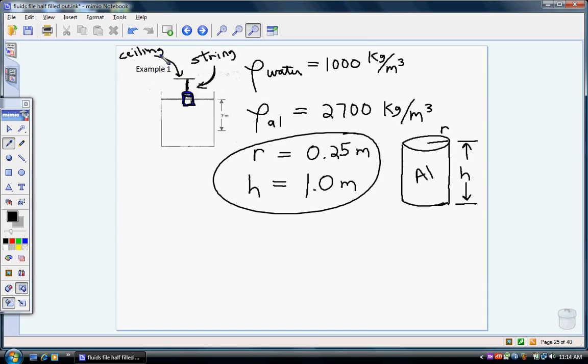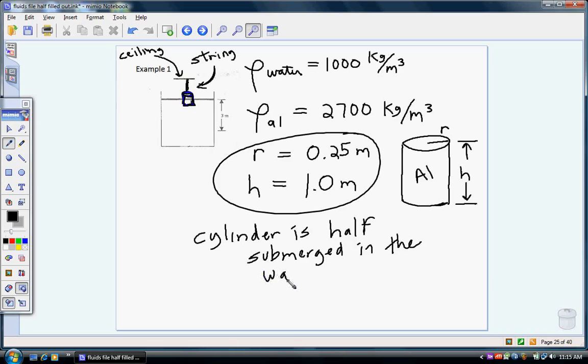And the question is, if this cylinder of aluminum being suspended from a string is half submerged in the water, what's the tension in the string? So the question is, what is the tension in the string?